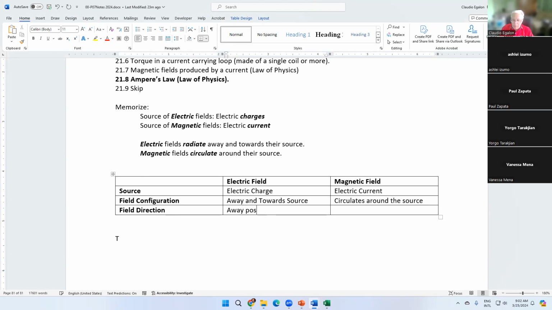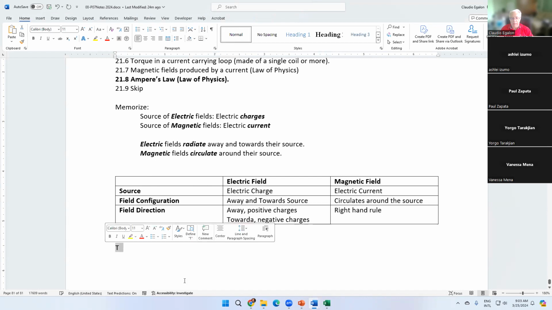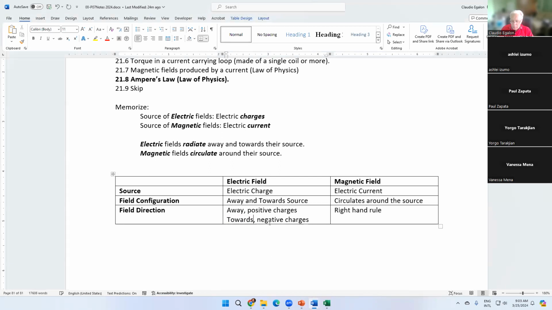Away, positive charges. Towards negative charges. And field direction is given here by the right hand rule. That's what you have to memorize: towards negative charge, away from positive charge.